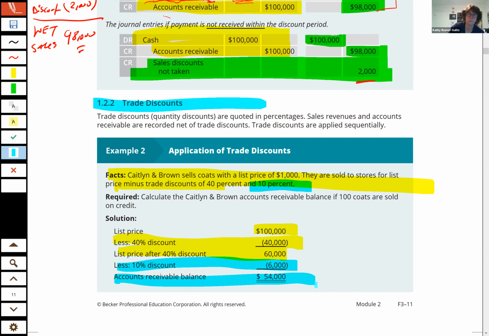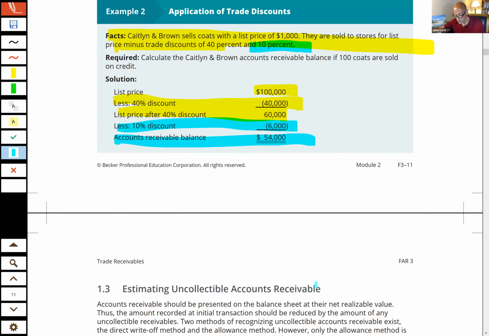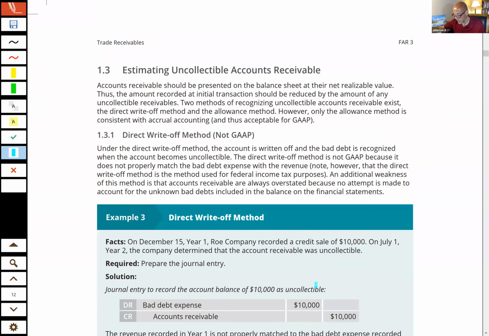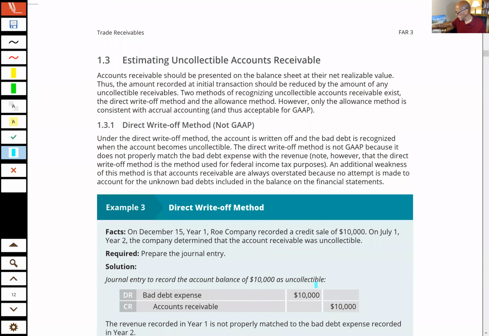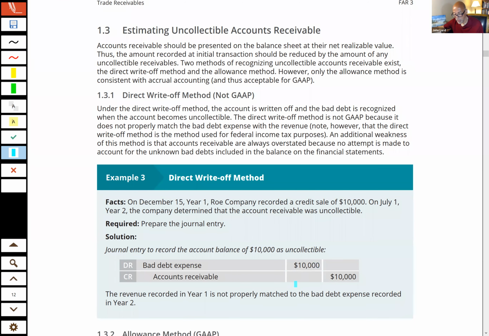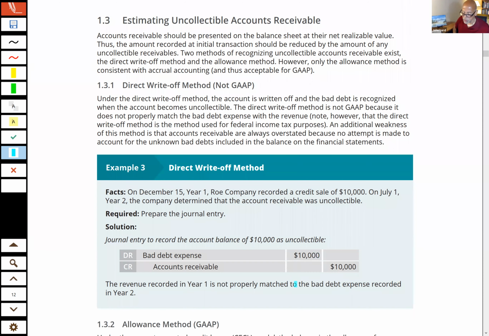Okay. All right, good. Let's take a look. And I've had students ask me, why do they break the discounts into two? Well, that's the whole point, is to trick you, right? Okay. Now you come over and we start talking about uncollectible receivables.